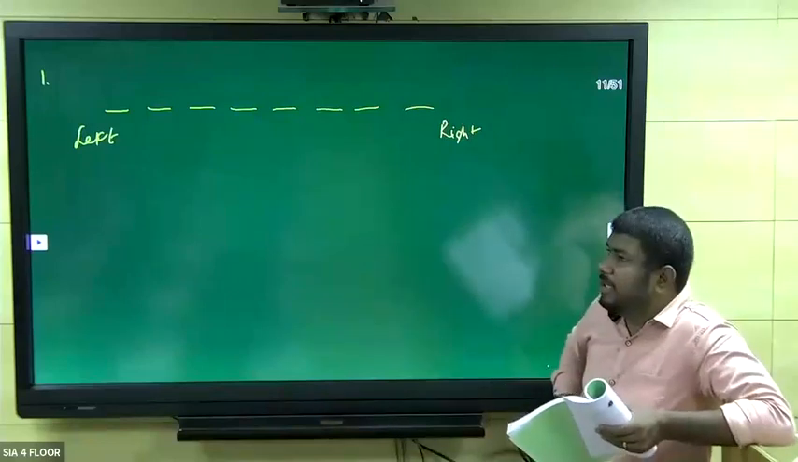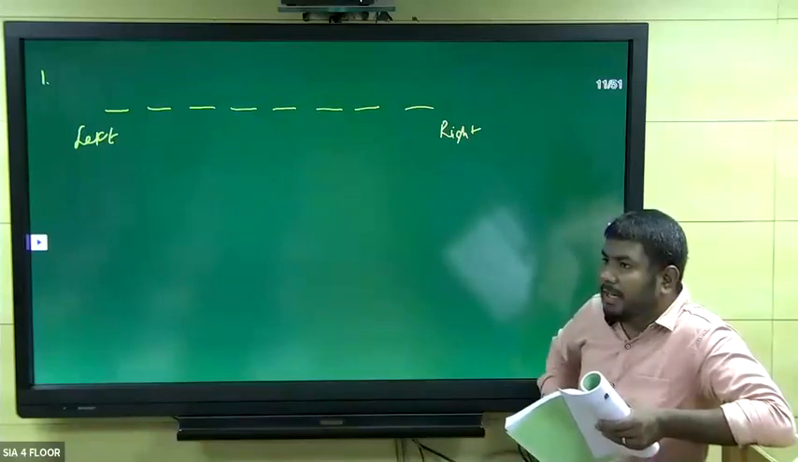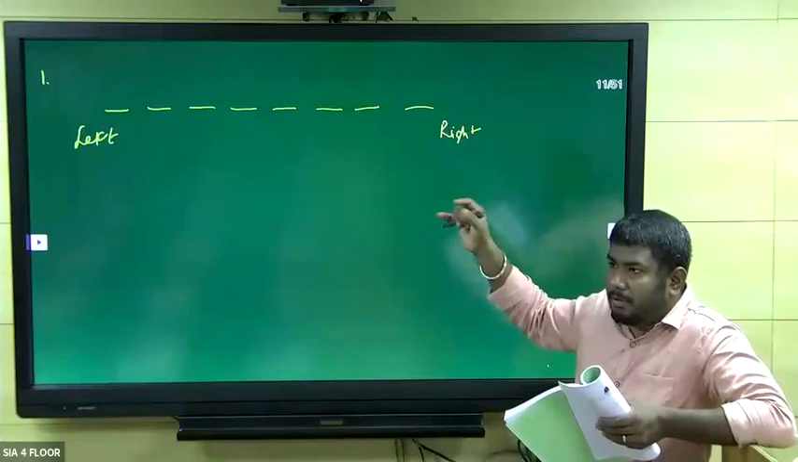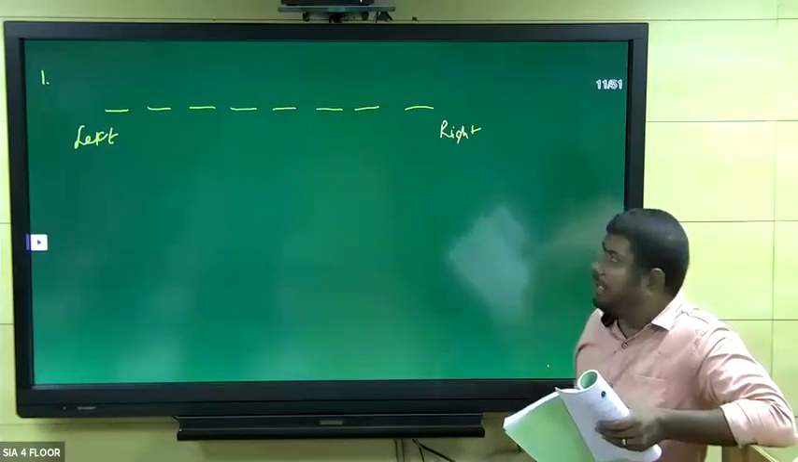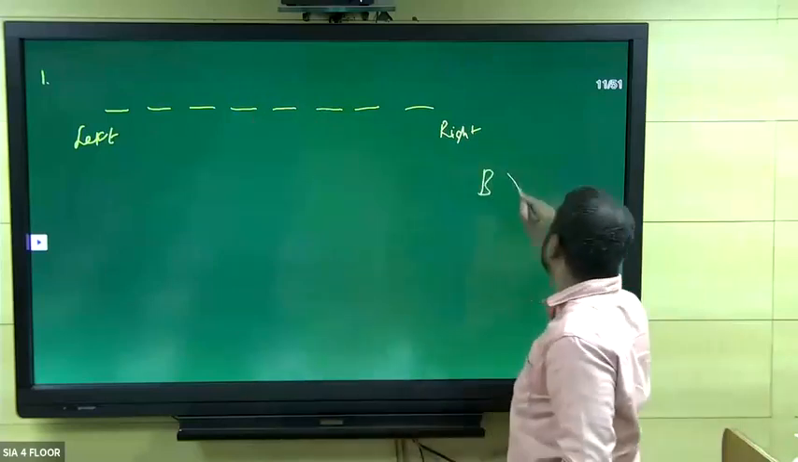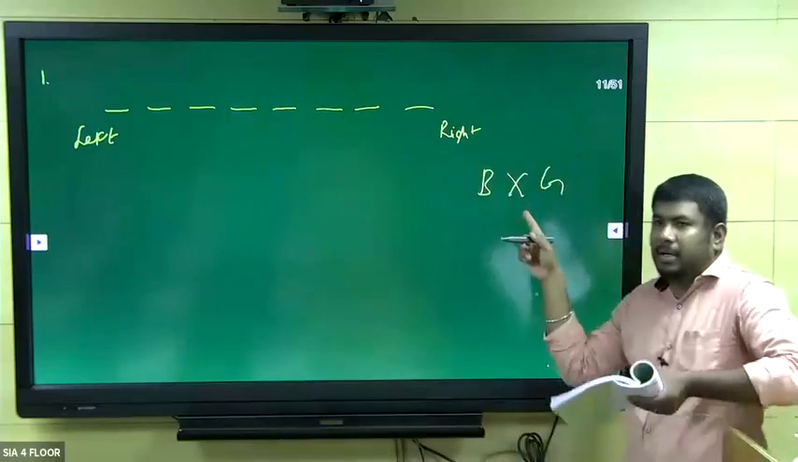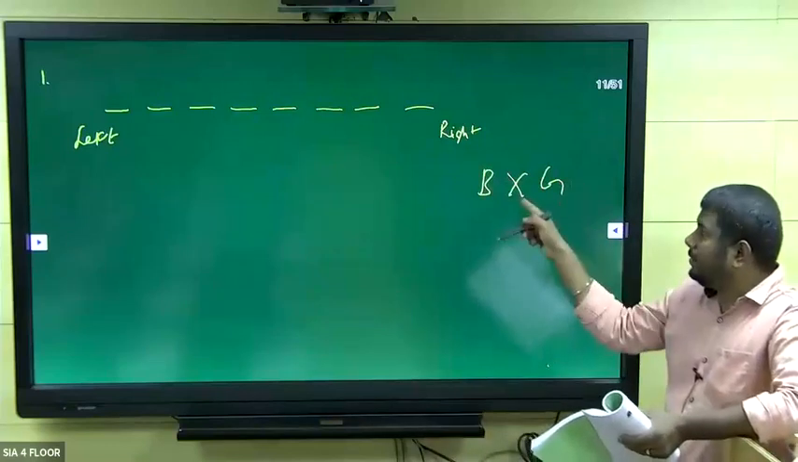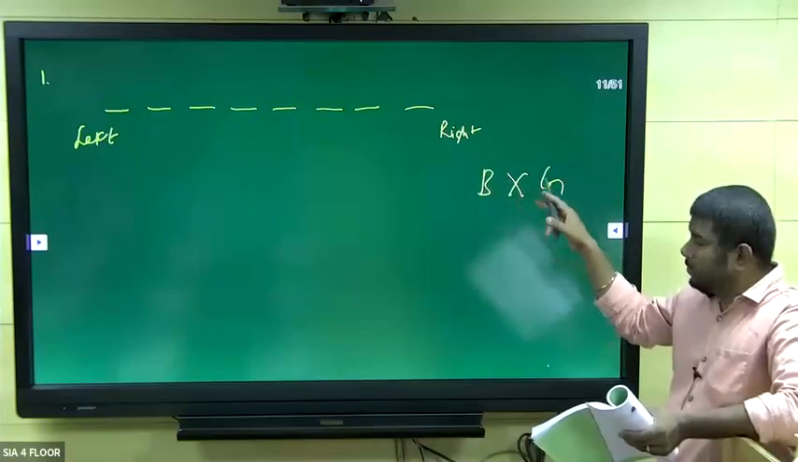So next one: B is not a neighbor of G. We cannot fix anything here, right? According to this statement, B is not a neighbor of G. We cannot position B and G here. So I'm going to write it separately. And this cross denotes they are not neighbors. So I put a cross.